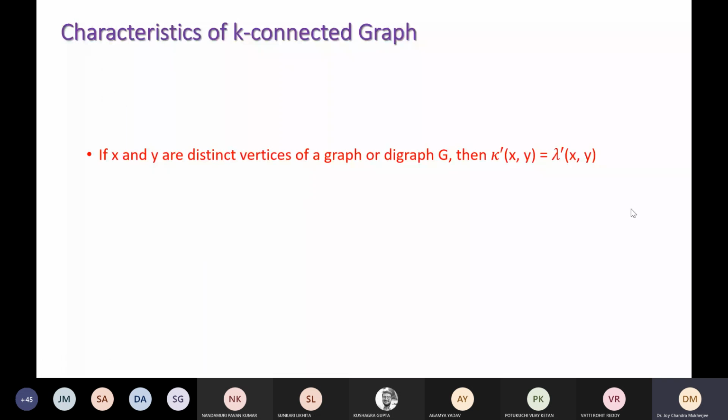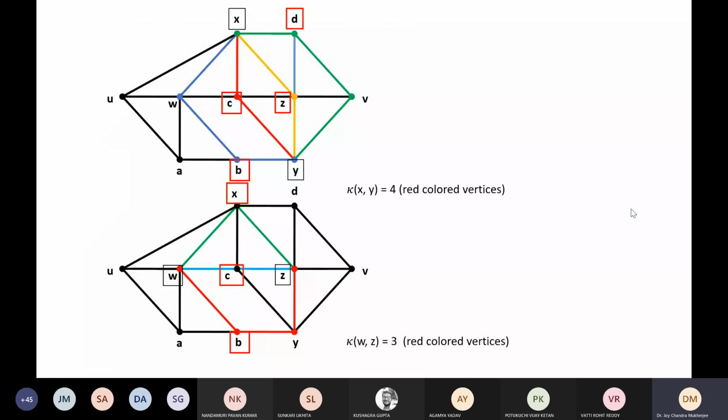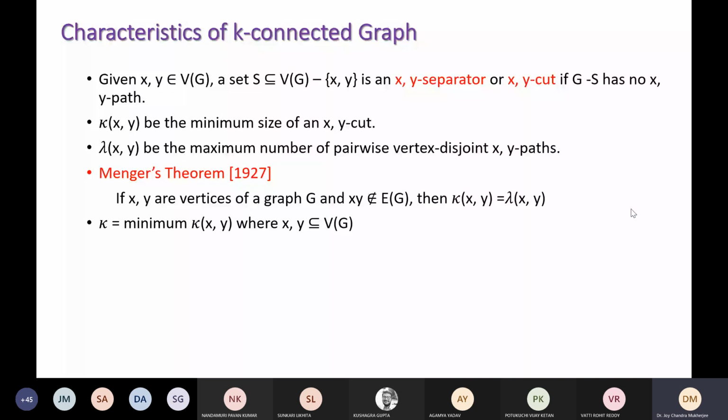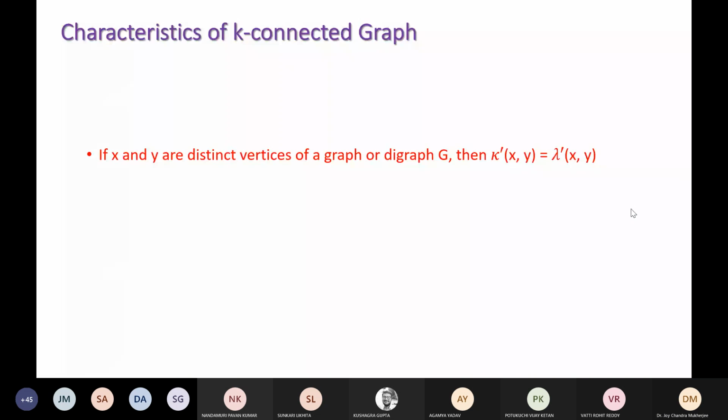So we studied a while ago the characteristics of a K connected graph. When I say K connected, it always talks about the vertex connectivity. Similarly, another characteristic of a K connected graph is: if X and Y are distinct vertices in a graph or a digraph, then chi prime xy is equal to lambda prime xy.